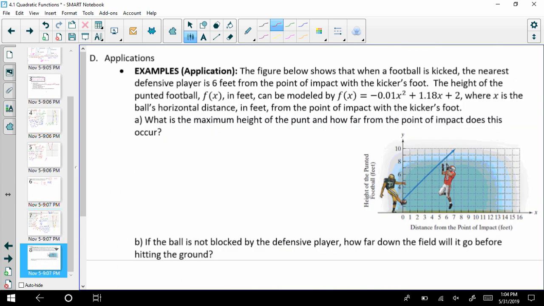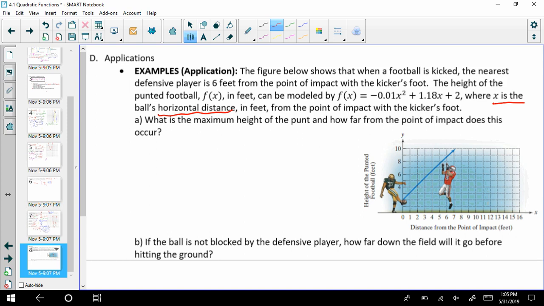All right, the last thing I want to do is the application problem. A lot of the times when you're dealing with quadratics, especially in physics, is when you're dealing with projectile motion, something being thrown or fired or shot into the air. So the figure below shows that when a football is kicked, the nearest defensive player is 6 feet from the point of impact with the kicker's foot. The height of the punted football, which is f of x in feet, can be modeled by, and then they give me the function, where x is the horizontal distance in feet from the point of impact with the kicker's foot. What is the maximum height of the punt and how far from the point of impact does this occur?